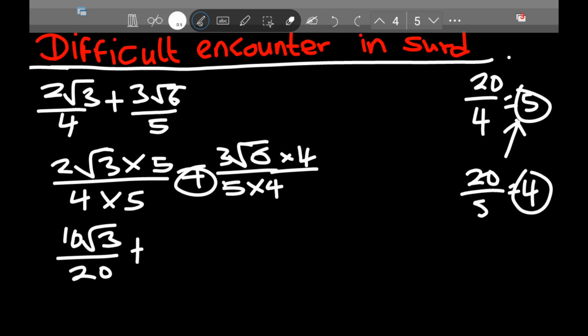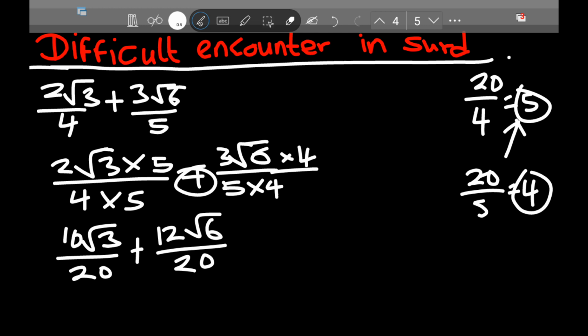Now what is 3 root 6 times that 4? I simply take this 4 and multiply it to your 3 here. So it should give you 3 times 4. So 3 times 4 is 12. That is 12 root 6 over 5 times 4. That is 20.